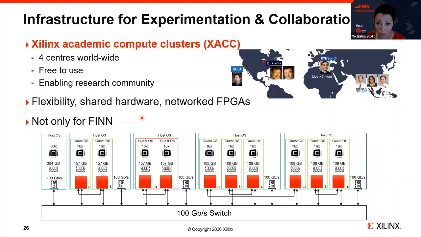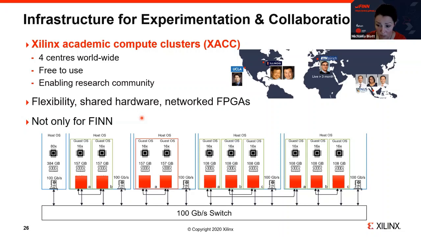So they're different from common infrastructures such as AWS and Nimbix because they are much more flexible. For example, you can directly network FPGAs to each other, or you can implement different shells. And as such, this infrastructure is much better suited for carrying out research.